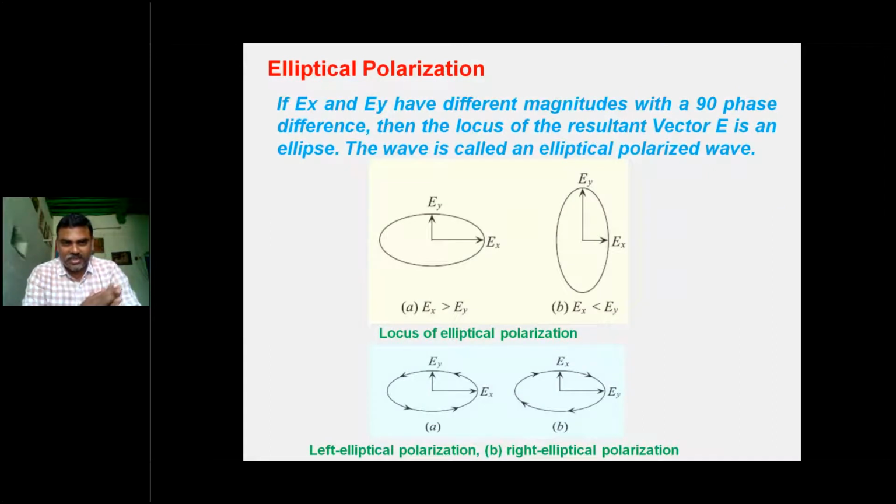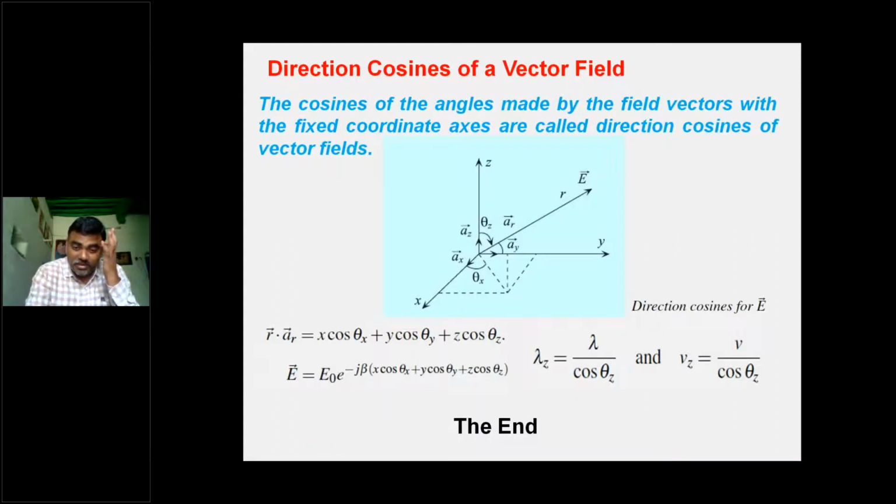And here these are the figures of the elliptical polarization. Either Ex or Ey is higher than the other one. And here also, left elliptical polarization, right elliptical polarization. So these are the polarizations, and the direction cosines of a vector field can be identified by these dot products.